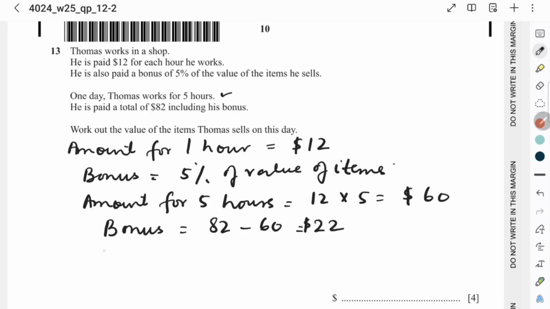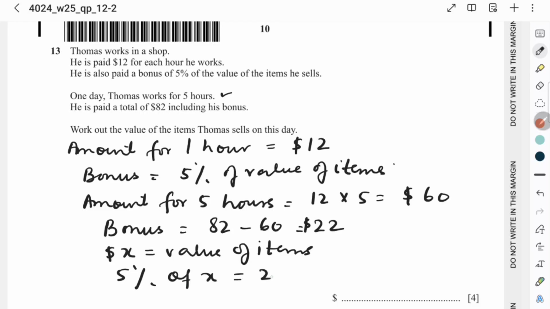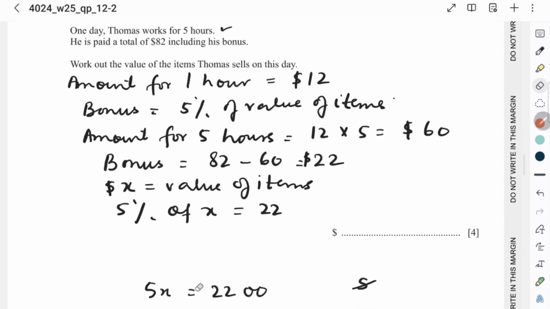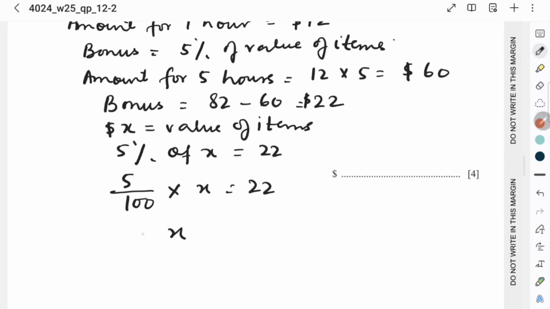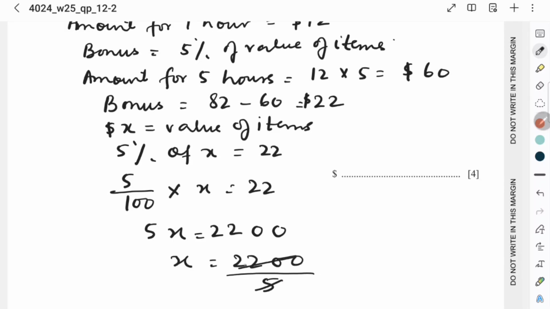So let x be the value of the items. Okay, 5% of the value of items is equal to 22. So 5 upon 100 times x equals 22, and then x is equal to 2200 upon 5. That is, 5 times 4 is 20, and again 4 is 20, and then $440 is the answer for this question. And this question is worth 4 marks.